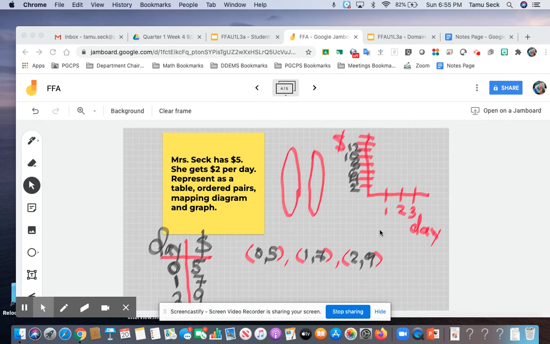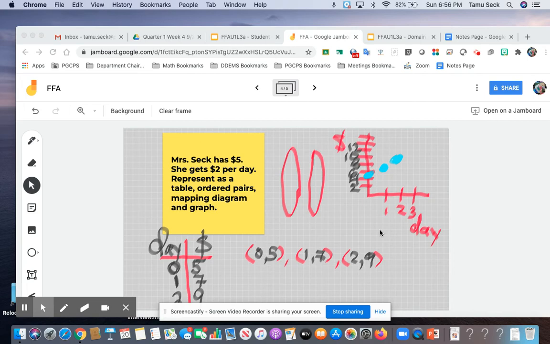Okay, so I begin with $5 on day 0. So day 0 is in between 4 and 6. Begin with $5, then I have $7, and then I have $9. Okay, so what's important about the graph is that you skip count it by consistent intervals.